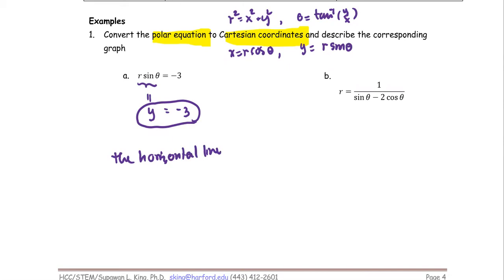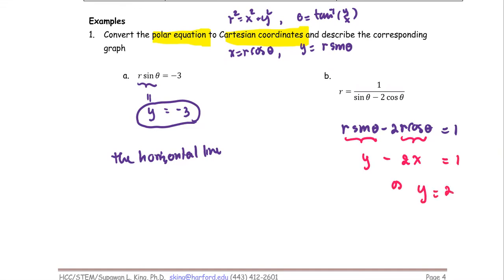Next one, we have r equals 1 over sine theta minus 2 times cosine theta. Rewrite the equation by multiplying both sides by the denominator, sine theta minus 2 times cosine theta, to get r times sine theta minus 2 times r cosine theta equals 1. With the relationship that r sine theta equals y and r times cosine theta equals x, we can get the equation in the Cartesian system as y minus 2x equals 1, or y equals 2x plus 1.